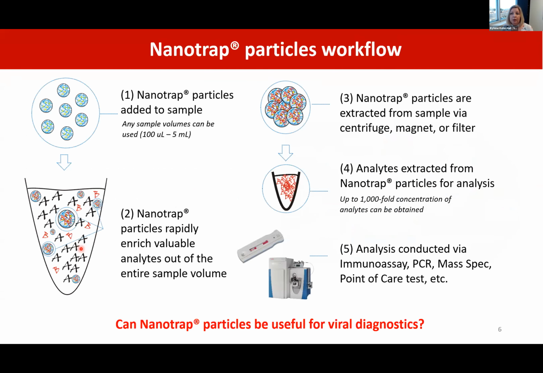The workflow is quite simple. So you take your Nanotrap particles, you add them to your sample of interest, and the volume of your sample can be varied. If you only have a small amount of sample available, that's fine. If you have a large amount of sample, or you need to dilute your sample, that's also fine, because essentially the particles are going to soak up your analyte of interest and help to concentrate them out of solution.